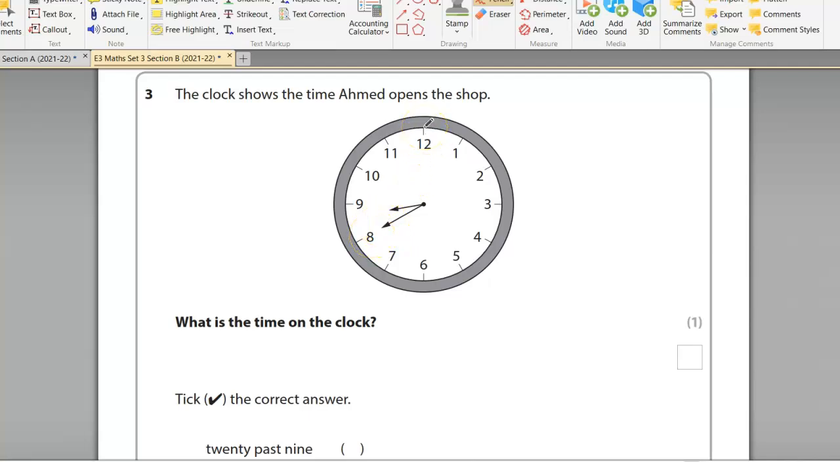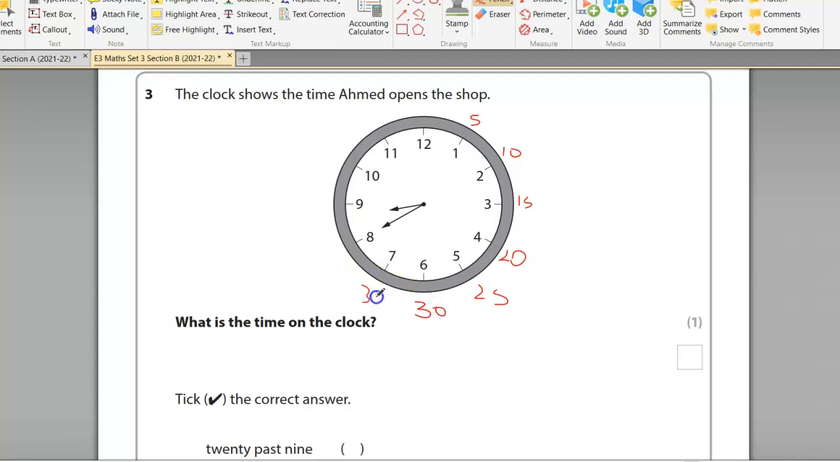So if we're starting at the 12, every number after 12 is going up in 5 minutes. So this is 5 past the hour. This is 10 minutes past the hour. 15, 20, 25, 30 minutes past the hour, of course, is half past.